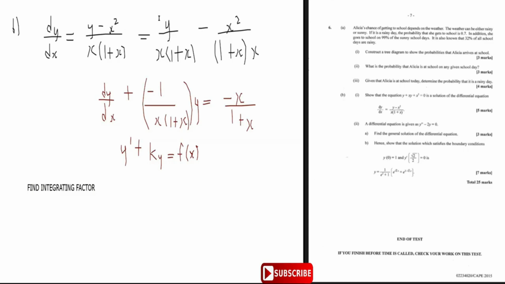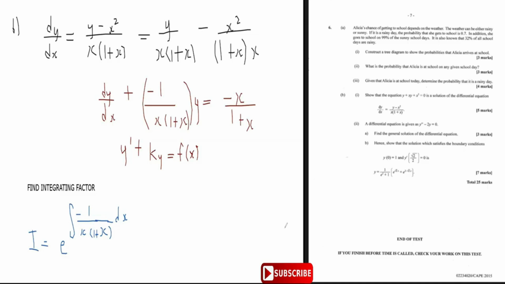So to find the integrating factor, we can call the integrating factor I. And the integrating factor I is equal to e to the integral of k dx. So it's e to the integral of 1 over x times 1 plus x. Now, how do you integrate 1 over x times 1 plus x? Well, I'm going to be quite honest, I don't know how to integrate this directly, but what I do know is I can integrate this by breaking it into partial fractions.